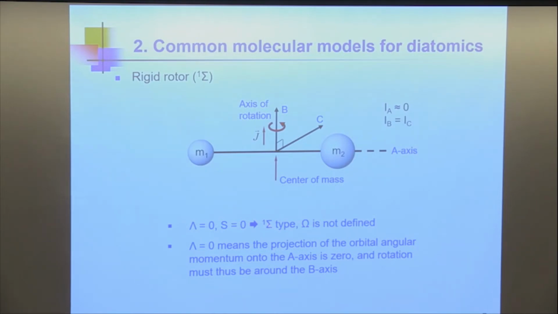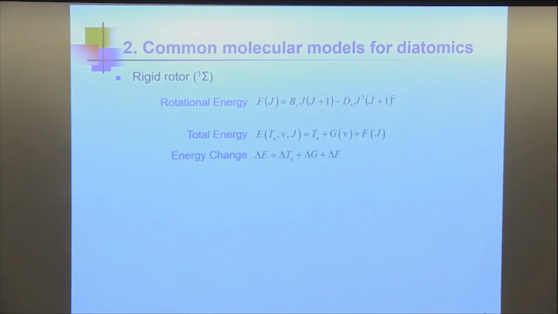The 1 sigma case is the easy one. Lambda is 0, which means there's no component along this axis. The spin is the same. So basically, we're done. We've already done this before. We got the rotational expression. Remember, the D is a small term that you only worry about if you're trying to be precise. That's the energy. F, always F for the rotational energy. B, which we recognize has a slight dependence on v. We keep that expression.